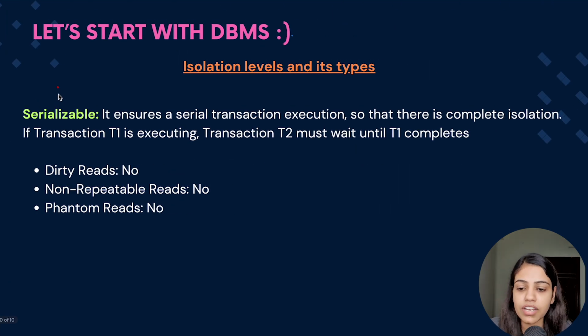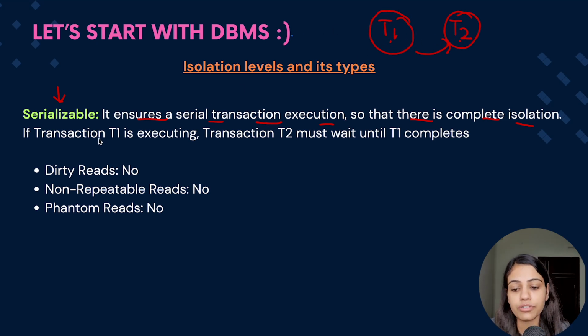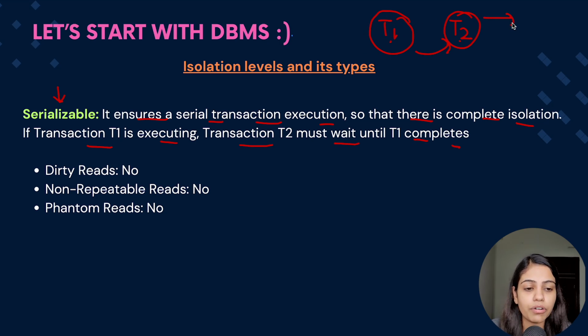Now coming to the next transaction level, that is serializable. It ensures that there is a serial transaction execution so that there is complete isolation. If there are two transactions T1 and T2, T2 should wait for T1 to complete. So if transaction T1 is executing, T2 must wait until T1 is complete. While T2 is waiting for T1 to complete, it can't insert any new row because T1 is still in progress.